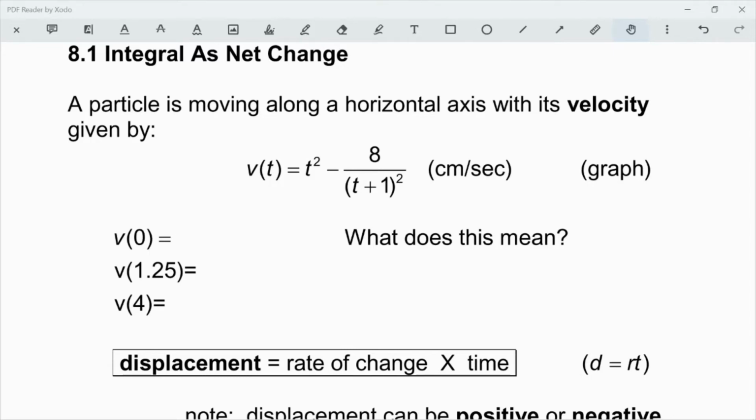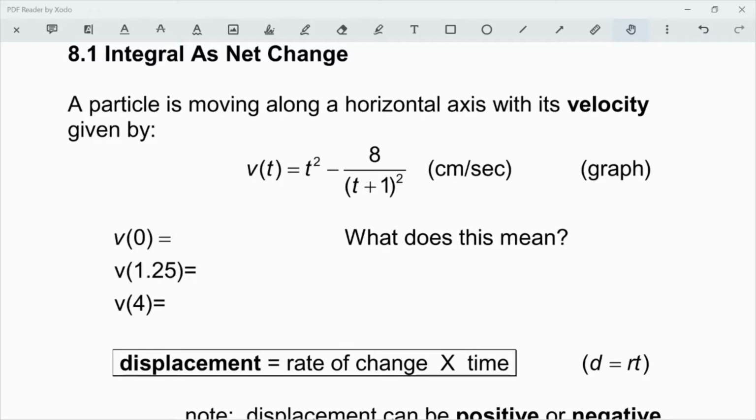This is AP Calculus AB, and in this video, I'm going to talk about section 8.1, integral as net change. So we're making a little bit of a shift here in our focus in this last unit. What we're going to focus on is applications of integrals. And as we go through this unit, you're going to see some different applications.